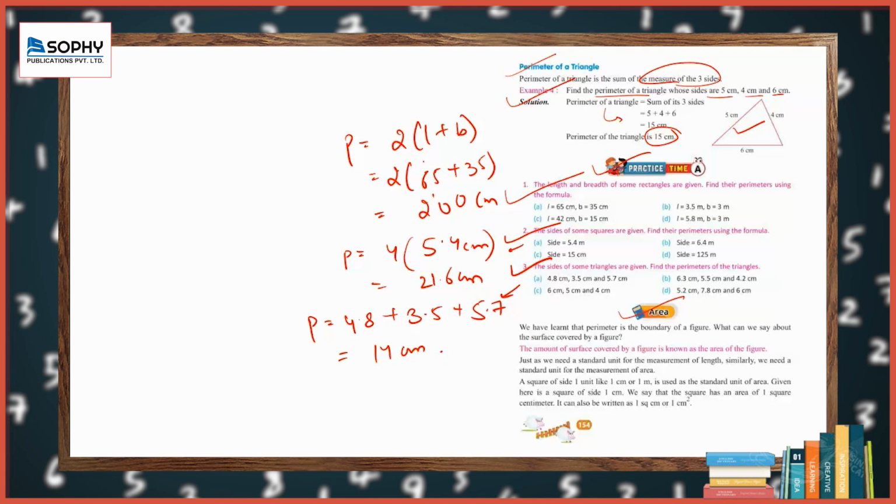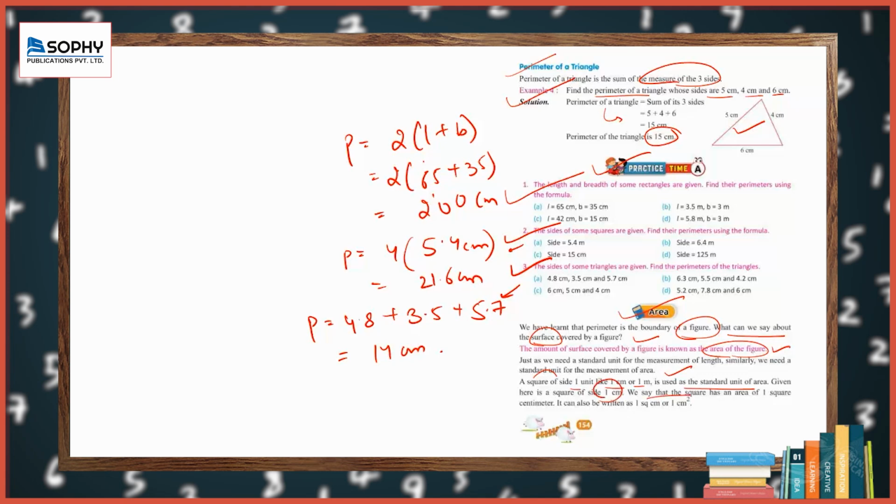We have learned that the perimeter is the boundary of a figure, and what we can say about the surface covered by the figure, the amount of surface covered by a figure is known as the area of the figure. Just as we need a standard unit for the measurement of length, similarly we need a standard unit for measurement of area also. A square of side 1 unit like 1 centimeter or 1 meter is a standard unit of area. Given here is a square of side 1 centimeter.